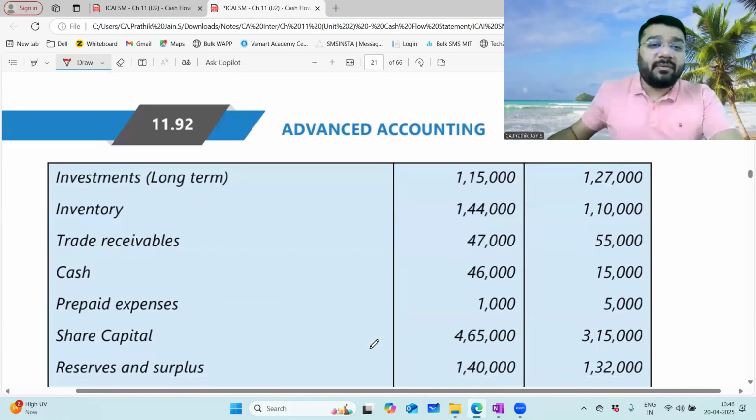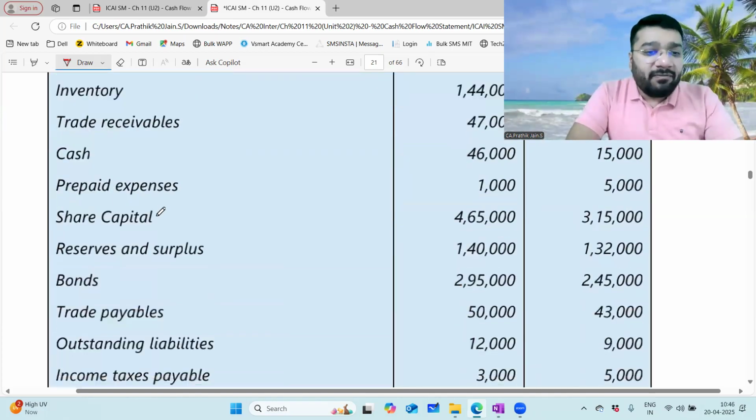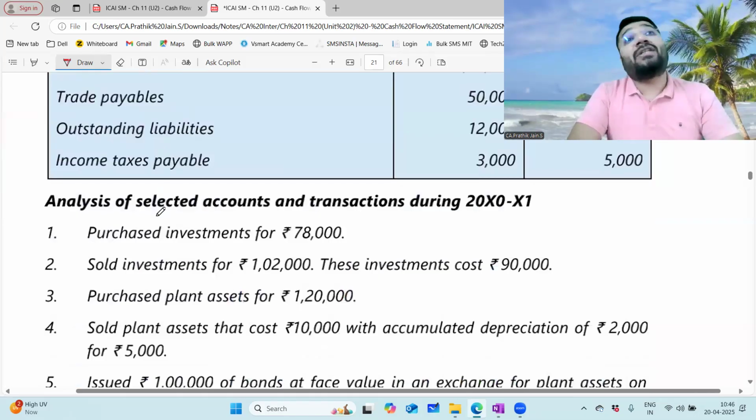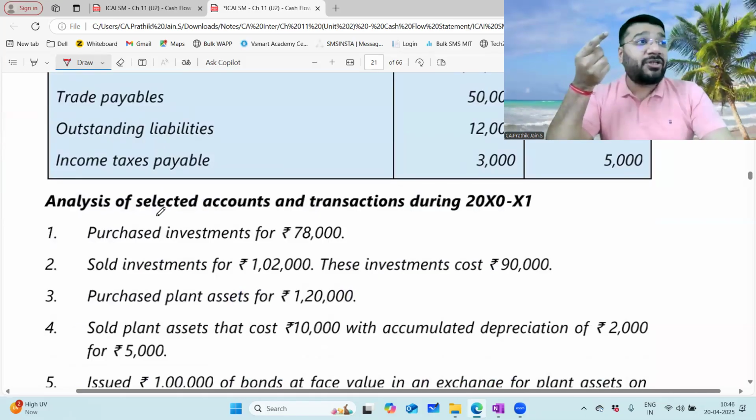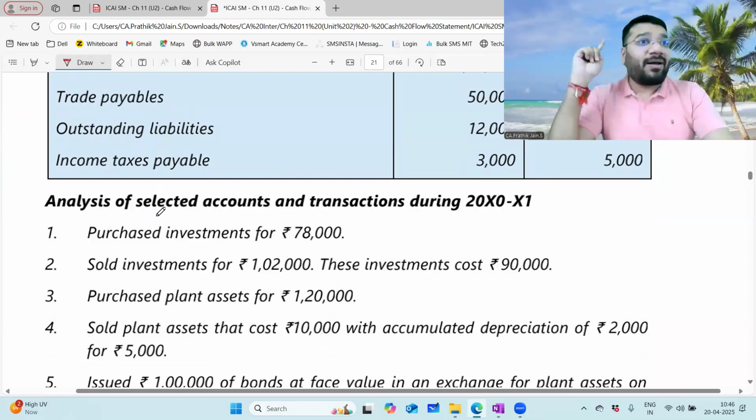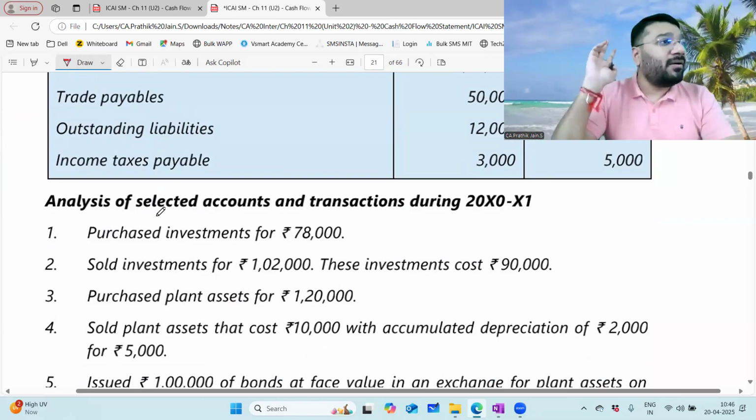Investment long term is there. Inventory, trade receivable, cash, prepaid expenses, share capital. Wait, one thing. Let's go and read the additional information. Once we read the additional information, we'll know where to put the star mark. Then we'll come back and read the notes.